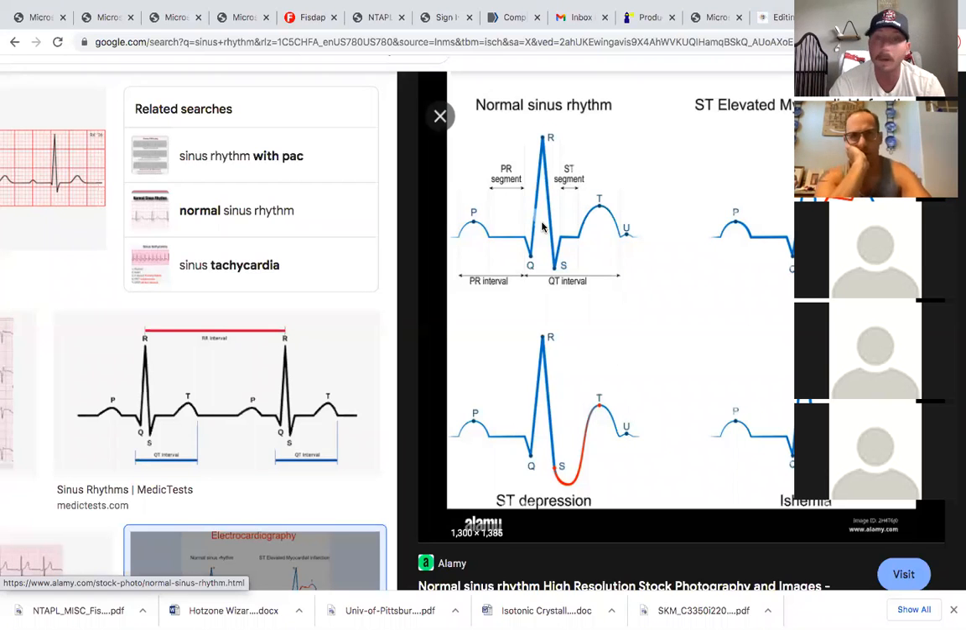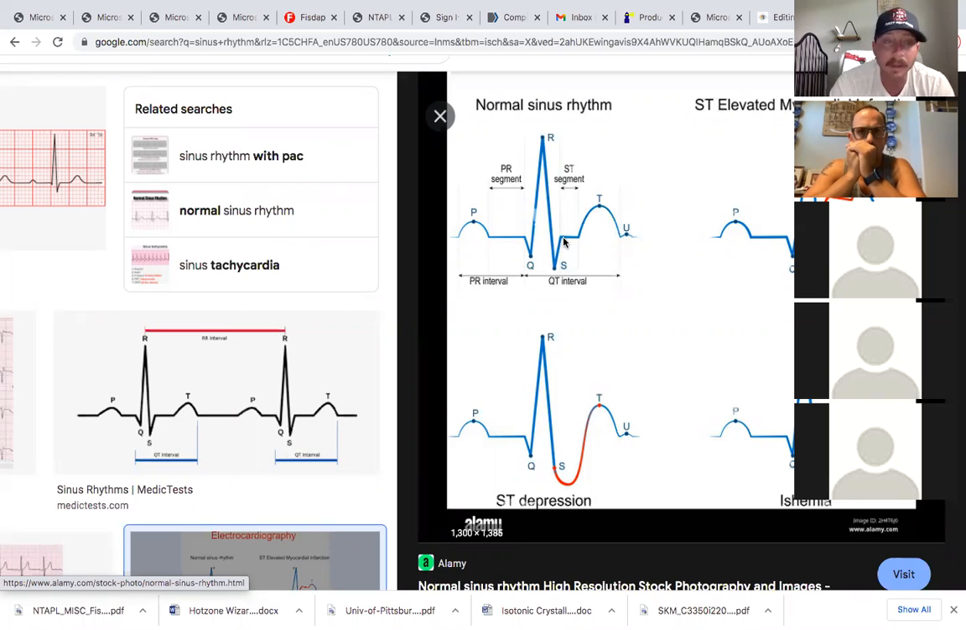If it's wide, go up to V1. If it ends in an R wave, it's a right bundle branch block. If it ends in an S wave, it's a left bundle branch block. Okay, let's keep it simple. And then we've got our ST segment, right, which is where the S wave ends, okay, and your T wave begins. If you have a terminal R wave, you don't have an S wave, we still refer to the ST segment essentially where that R wave would end and then your T wave begins, okay.